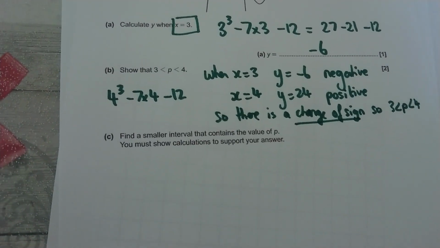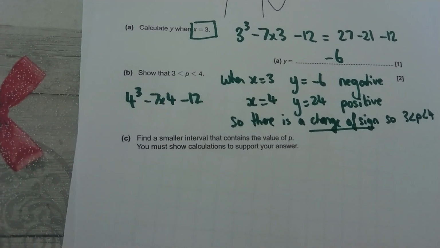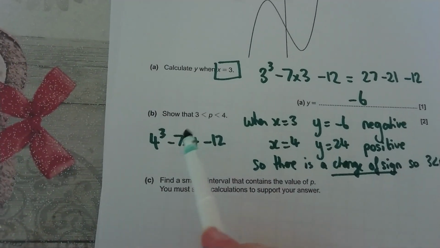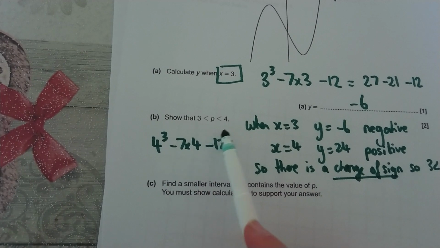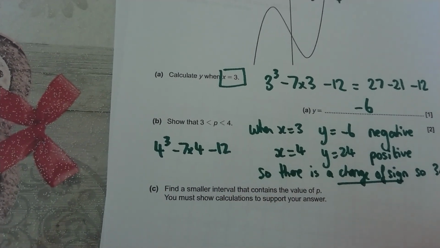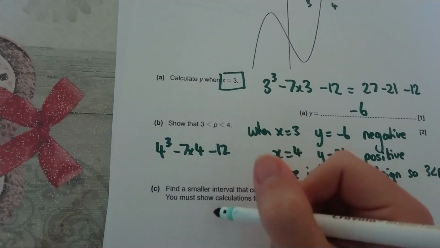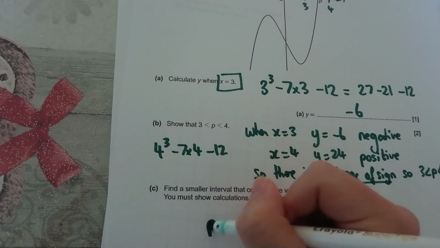And then for part C, we've got to find a smaller interval that contains the value of P. So if we know it's between 3 and 4, I would say the next sensible thing to try is 3.5 because we know that's in the middle. You could try a different value, but to me that makes the most sense.